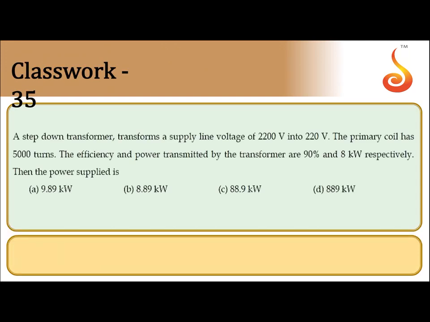Yes, next one. A step down transformer transforms a supply line voltage of 2200 volt into 220 volt. The primary coil has 5000 turns. Secondary, the efficiency and power transmitted by transformer are 90% and 8 kilowatt respectively. Then supplied power is.